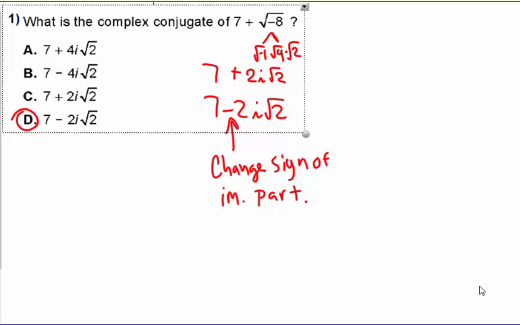The square root of 4 is 2. So we'd have 7 plus 2i radical 2. And then the conjugate would just mean we change the sign. So it'd be 7 minus 2i radical 2.